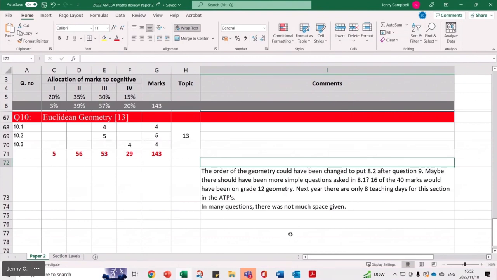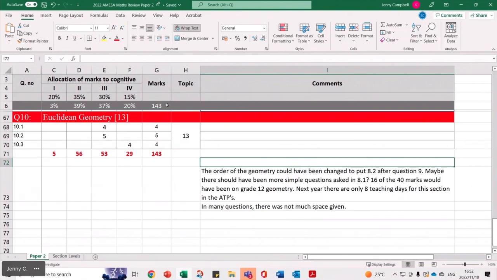If the paper is marked out of 143, do we want paper 2 to be scaled up to 150, or do we want the total for both papers to be scaled from 293 to 300? So I think we need to think of that. I want to show you the cognitive levels.